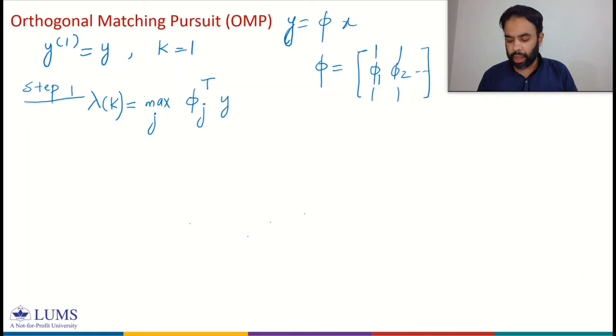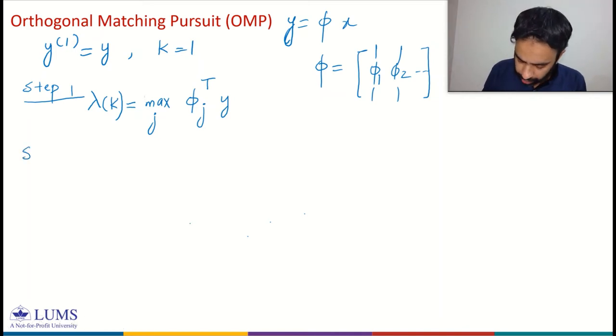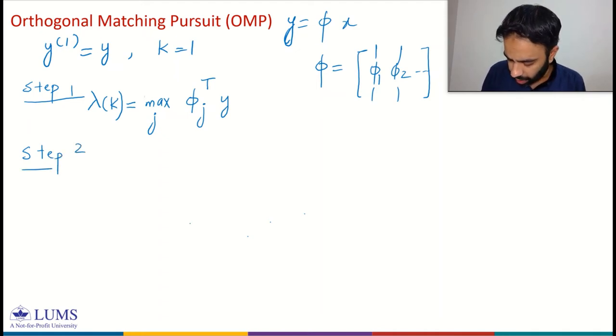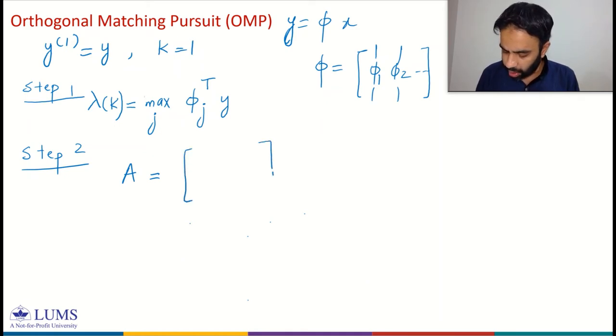In the first step, we determine the index of the column of phi that has the maximum correlation with y, and we store that index in lambda k. Using this lambda, we construct a matrix, let that matrix be denoted by A. We construct this A by populating it with the columns of phi that have a maximum correlation with y.